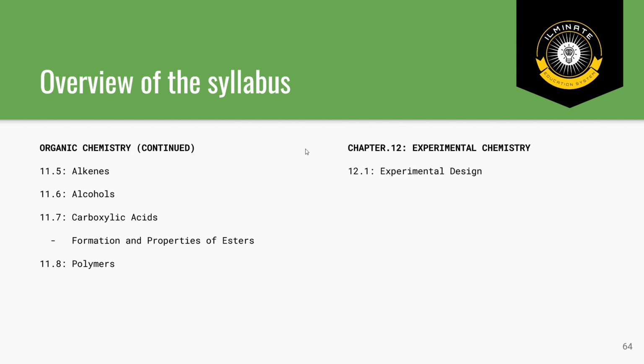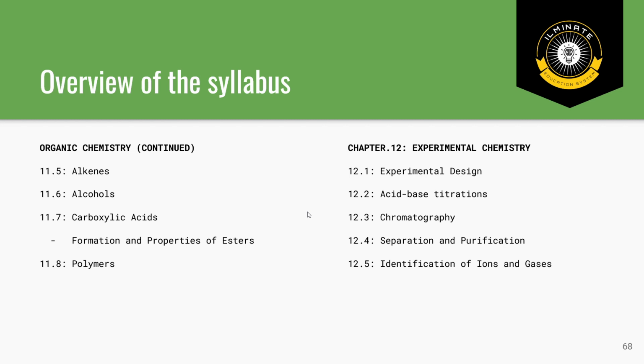we have experimental design, acid-base titrations, chromatography, separation and purification, and identification of ions and gases, in which you'll be learning cation tests, anion tests, gas tests, and flame tests. These are the things you do in the lab, which is quite exciting as well. So we'll be looking at these at the end.